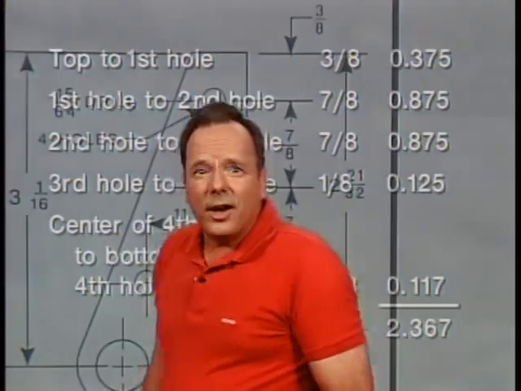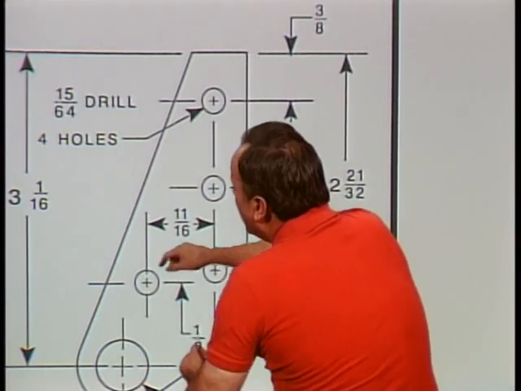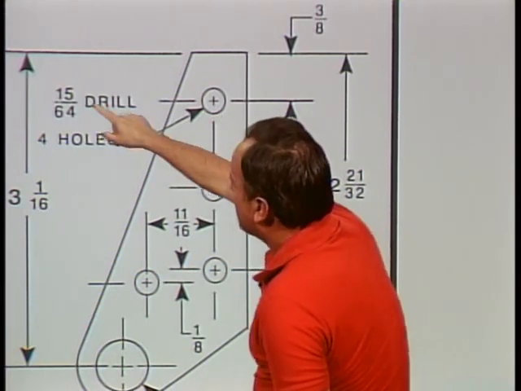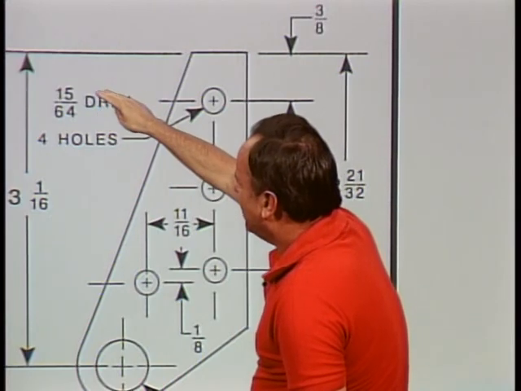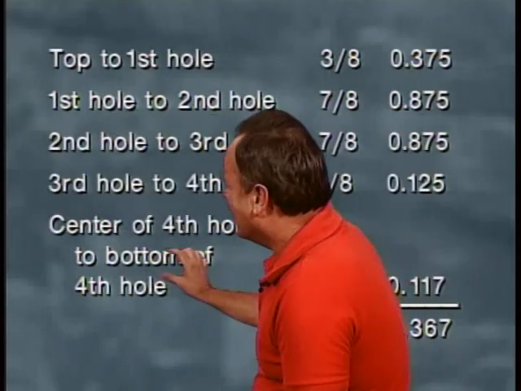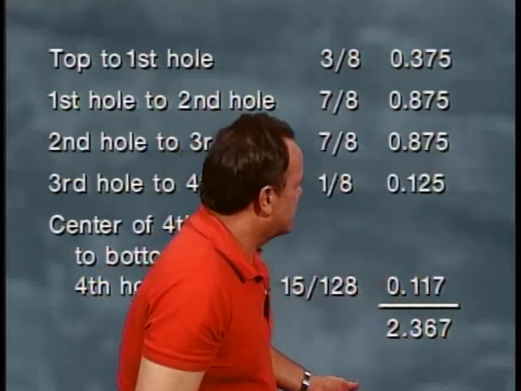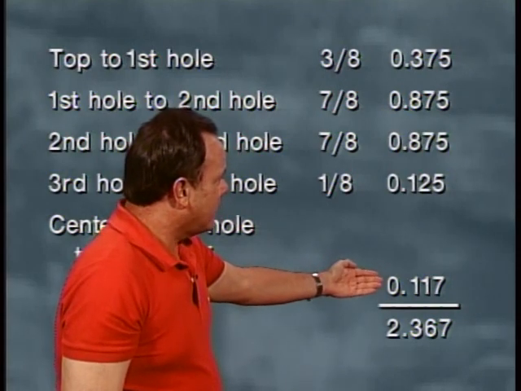Now we've gotten down to the center of the fourth hole, but we're trying to go to the bottom of that hole. We know that each of these holes, it says off this drawing, are 15/64. Half of that would be 15/128. So all we have to do is take our calculator to find half that distance, the last part from the center of the hole to the bottom of the hole. 15 divided by 128, and you get 0.117.